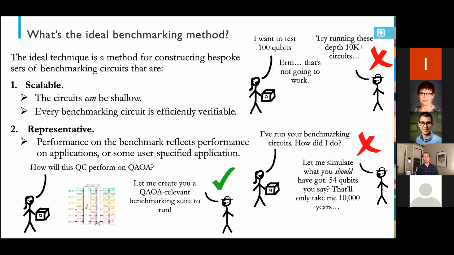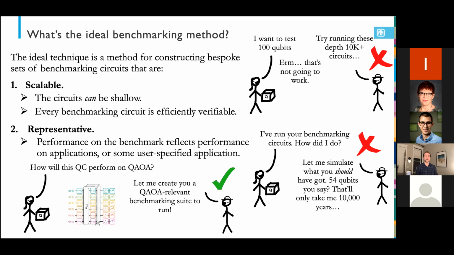Because imagine someone comes to you and says they want to test 100 qubits, and then you say to them, well, you need to run these 10,000 depth circuits. Then they're going to say that's just not going to work, because that would require 1 million gates. And even with a very good device, they're very unlikely to be able to implement 1 million gates without an error. They'd have to have 10 to the minus 6 error rates, which is just not feasible.